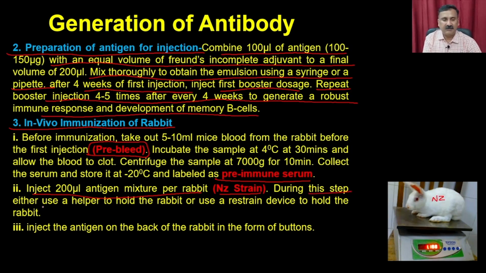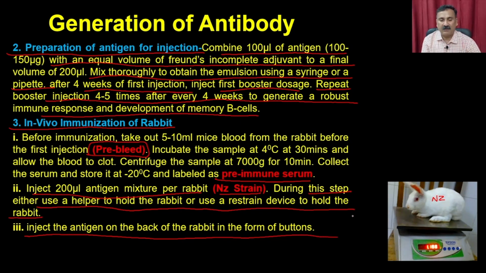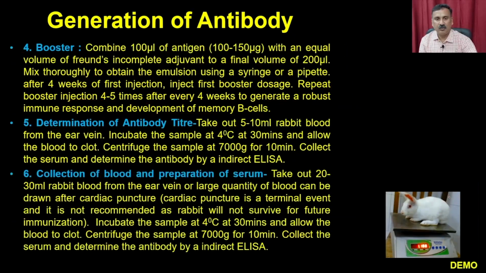During this step, either use a helper to hold the rabbit or use a restraint device to hold the rabbit. Inject the antigen onto the back of the rabbit in the form of buttons. So you're going to inject the rabbit somewhere here in the form of buttons, and these buttons are going to release the antigen in a very slow mode.